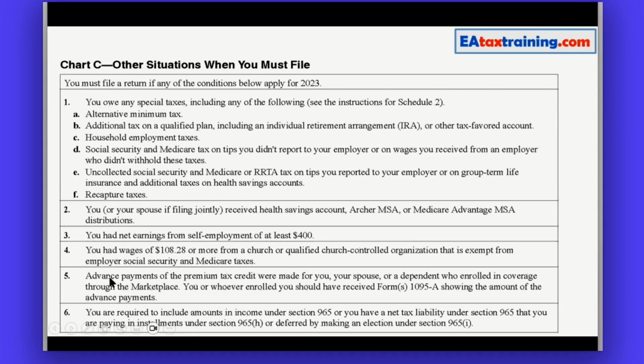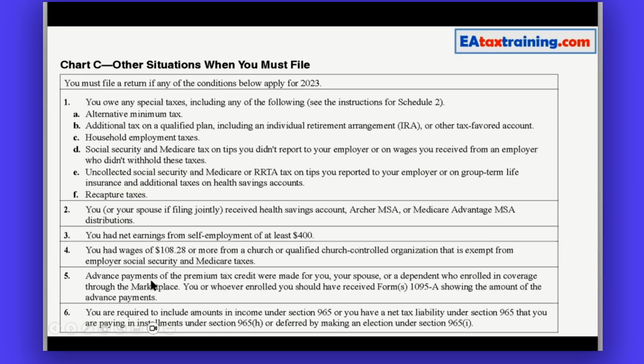This next category is wages for some church employees that are exempt from Social Security and Medicare. If they have $108.28, yes, you read that right, that is the amount. So just that amount, if you see that on the exam, it'll probably pop out at you. You can remember $108.28, church, and you'll be able to get the right answer.